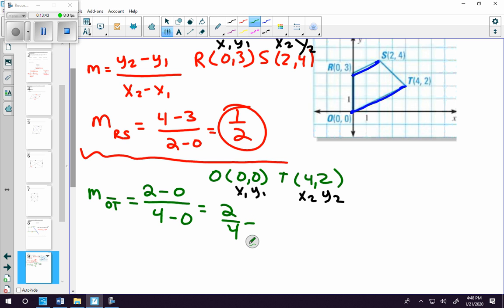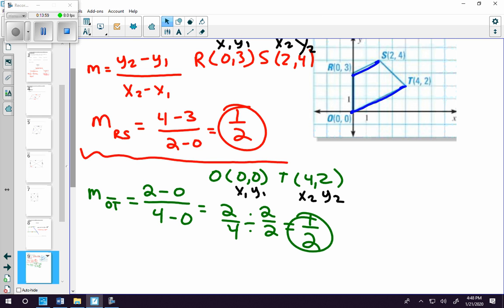Okay, but then we have to reduce this ratio by dividing by the greatest common factor, which is 2. So 2 divided by 2 is 1, and 4 divided by 2 is 2, giving 1/2. So the slope of segment OT is 1/2 as well. What we notice is that the slope of segment RS is 1/2, and the slope of segment OT is 1/2. Therefore, because the two slopes are the same, I now know these two lines or segments are parallel. Now we can classify it not only as a quadrilateral, but as a trapezoid.